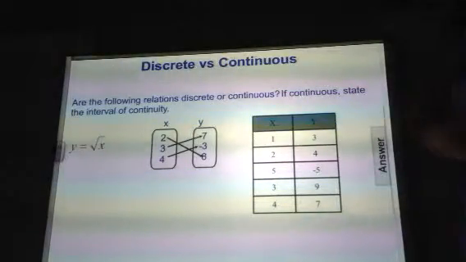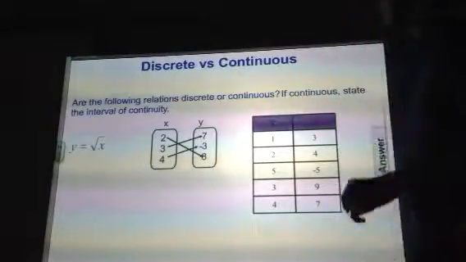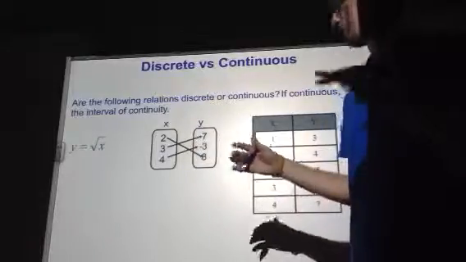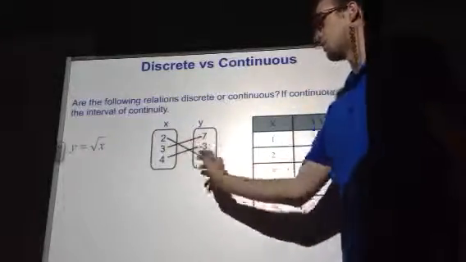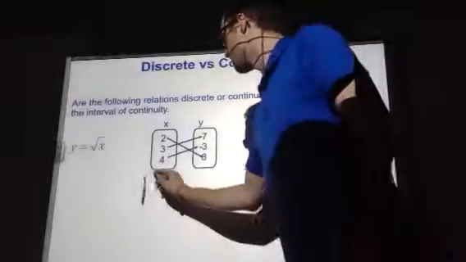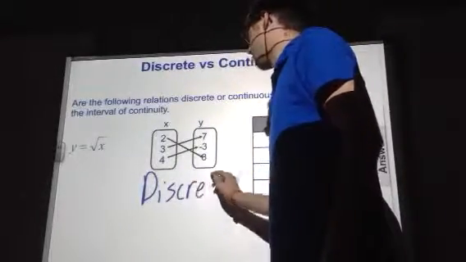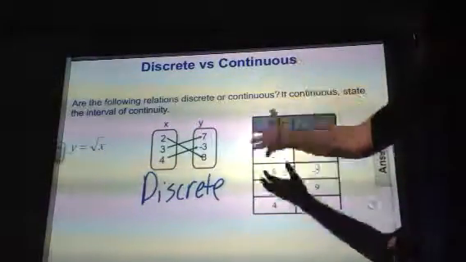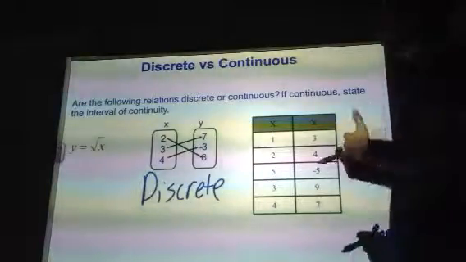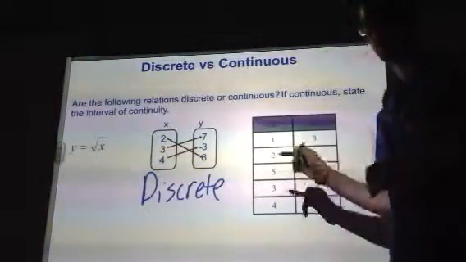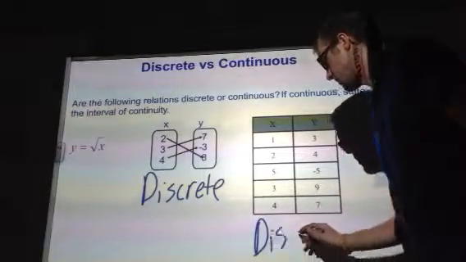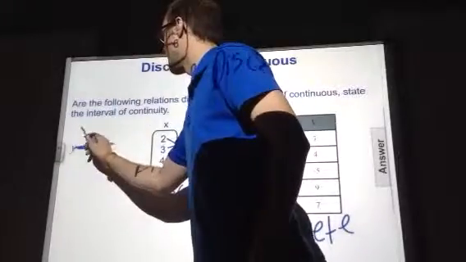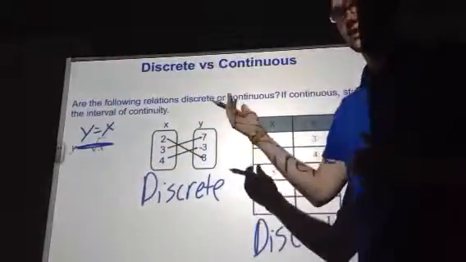Okay, so for discrete versus continuous, right here, we're looking at specific points on a graph. We're looking at 2, 8, 3, 7, 4, -3. Those are the only ones we're looking at. So this is discrete because all of these points are separate. Same thing over here. We're looking at a very specific set of x's and y's. We're not looking at everything in between these. We're only looking at these points. So this is discrete.